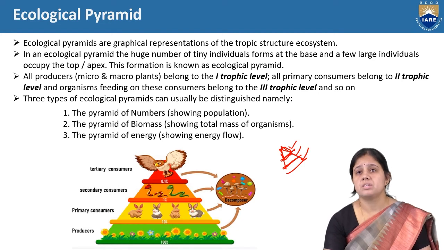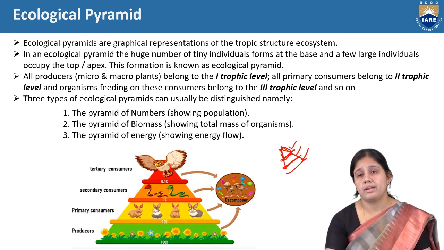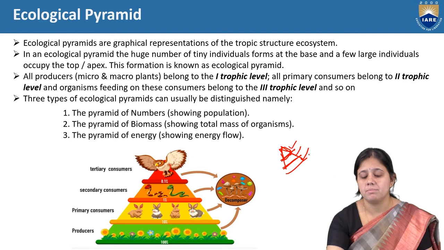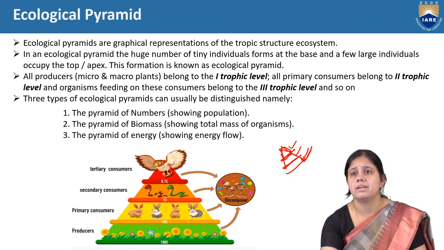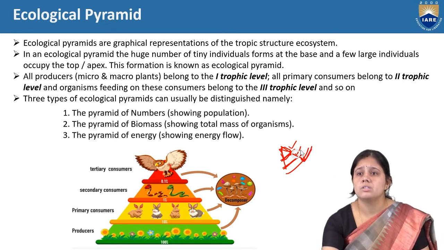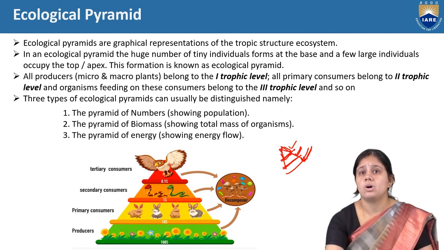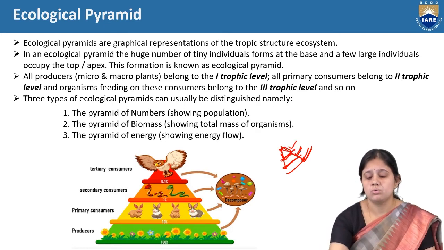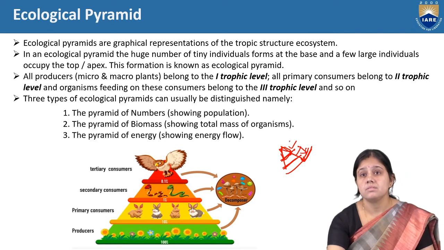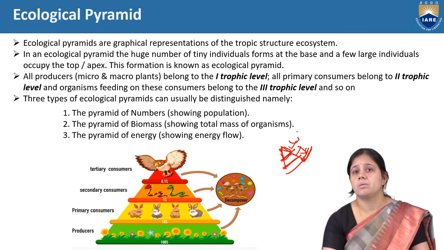So all producers, micro and macro plants, belong to the first trophic level, that is trophic level 1, and all primary consumers belong to the second trophic level, and the organisms feeding on these two belong to the top of the pyramid. So they are called the third trophic level.